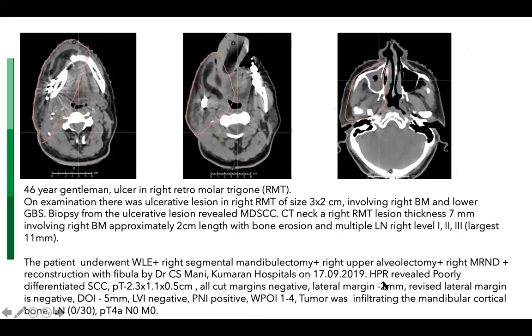Interestingly, all cut margins were negative. The lateral margin is close. Then there's a revised lateral margin. And then he's PNI positive. He doesn't have worst pattern of invasion 5, but the tumor is infiltrating the mandibular cortical bone, not involving the upper alveolar bone, which has been taken for margins.